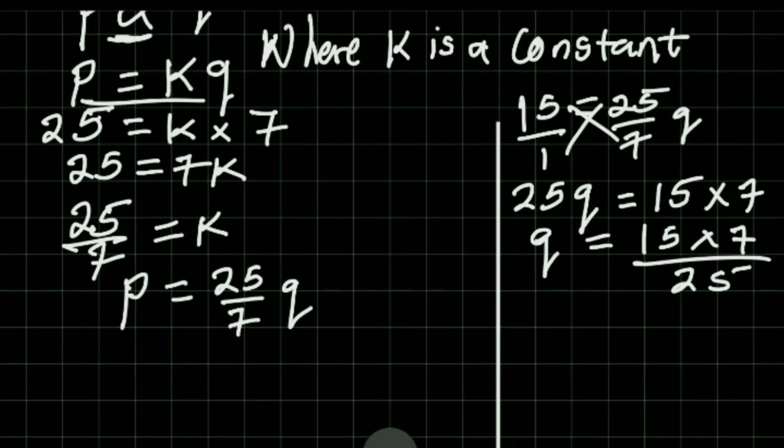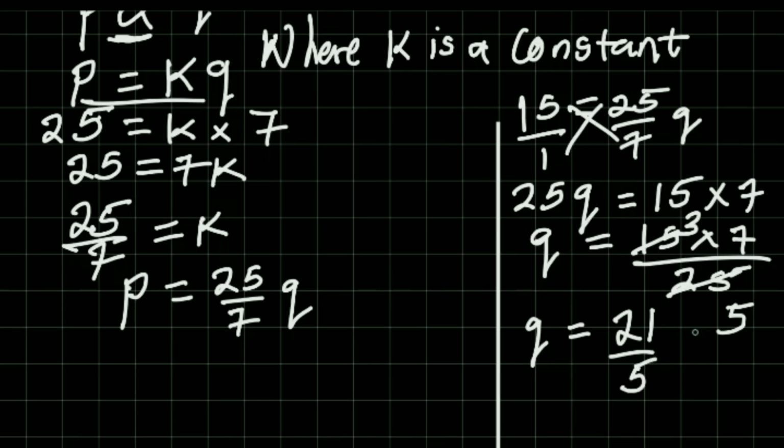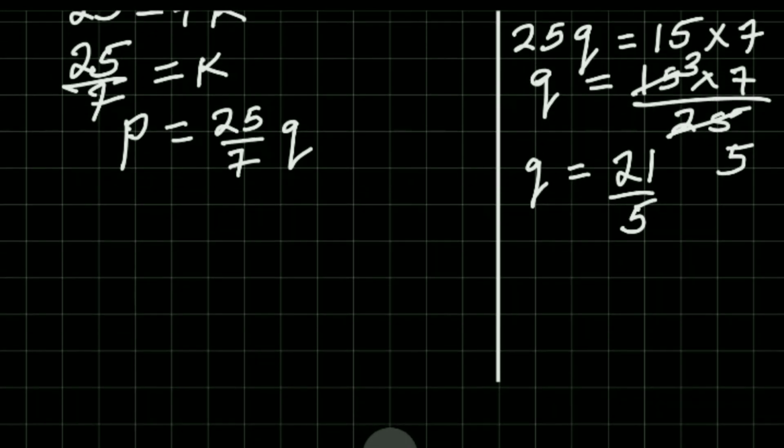And finally, we are going to have this as 5 in 15, I mean 3 in 5 in 25. That's 5. 5 in 15, 3. So we have Q equals 3 times 7, 21 over 5. And the value of Q is 4 whole number 1 over 5.